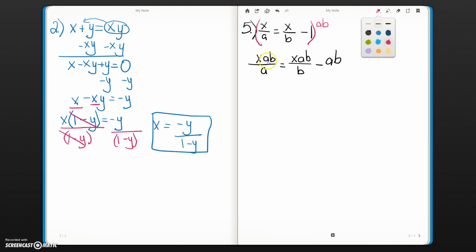This is kind of the long way. So I have a divided by a, so a's cancel out. I have b divided by b, so b's cancel out, and then everything else just kind of stays the same.